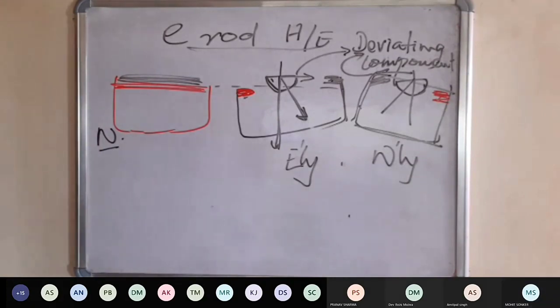Of course, we have G rod and C rod also creating this kind of thing, but that is minimal. So we will avoid that. We will not go and discuss all that. What we do is how it is corrected.